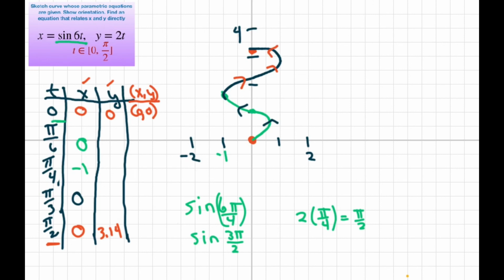I didn't plug them in here, so you could substitute. Let's do that real quick. 2 times pi divided by 6. That's going to be pi divided by 3. This one's going to be pi divided by 2. And then we have 2 pi divided by 3. And if you put these in the calculator, you'll get this curve here. And this is the orientation I did with these arrows. All right, you can see why it's not a function. It doesn't pass the vertical line test.